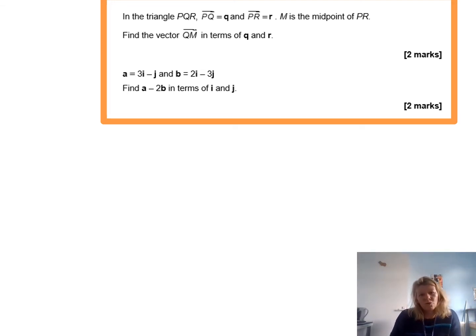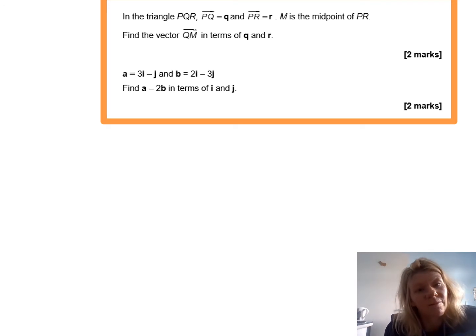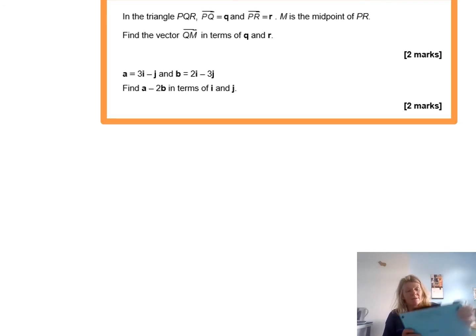And question 2. A and B are those. Find a take 2b in terms of i and j. A hint for the first bit, I'd draw a picture if I were you. Sounds very confusing, but probably isn't as bad as it sounds.